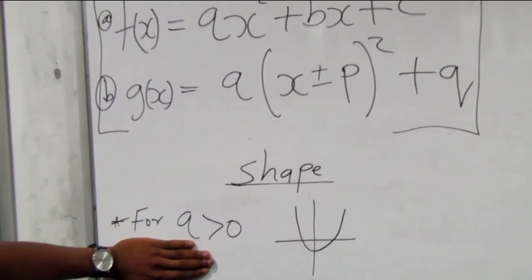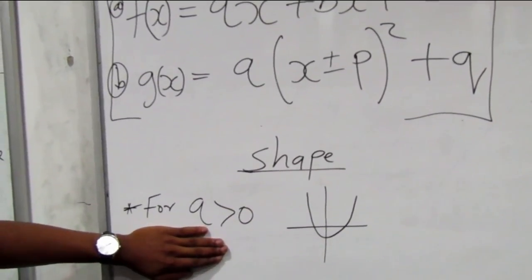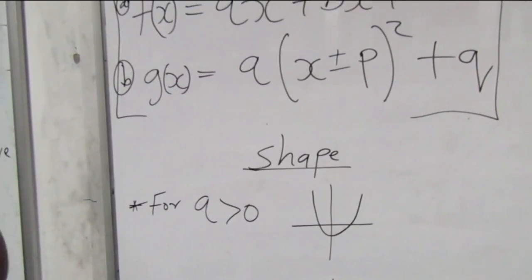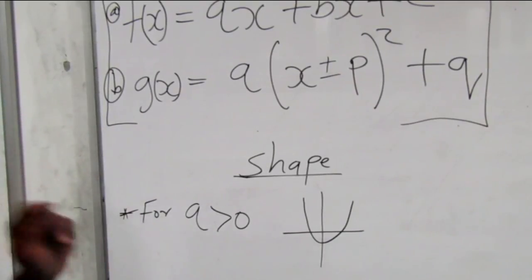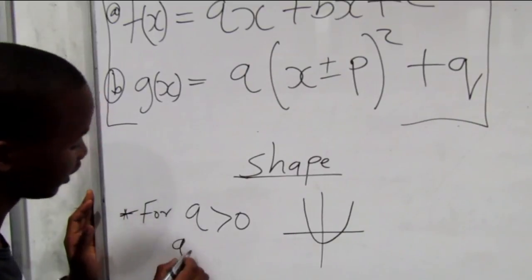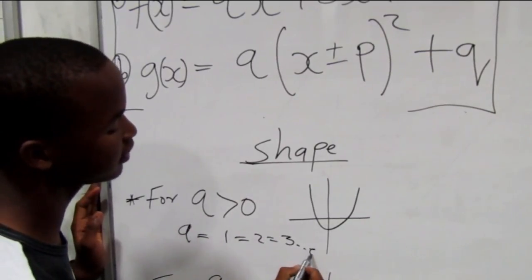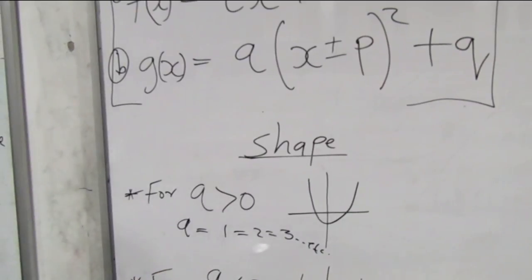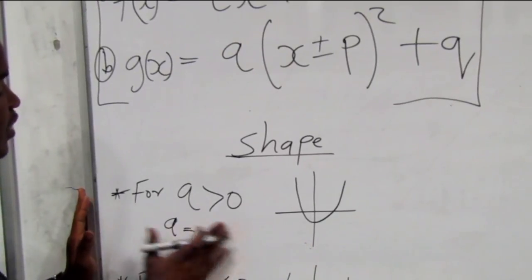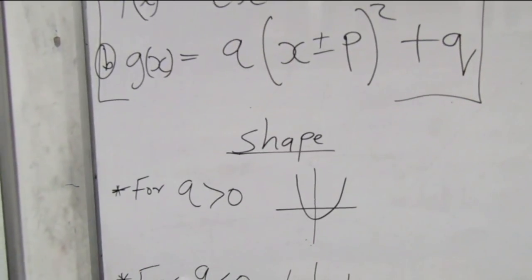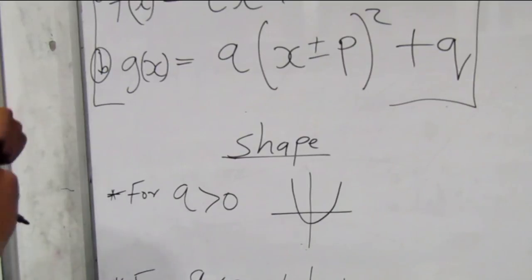If your a is greater than 0, your shape should be a minimum. Always when you see your a is positive, it can be equal to 1, 2, 3, and so on. This means that our a is greater than 0, and our shape has to be a minimum shape. You always have to think about smiling when you see an a that is greater than 0.